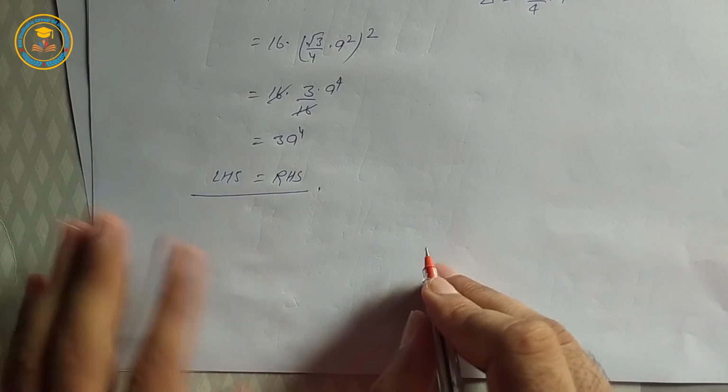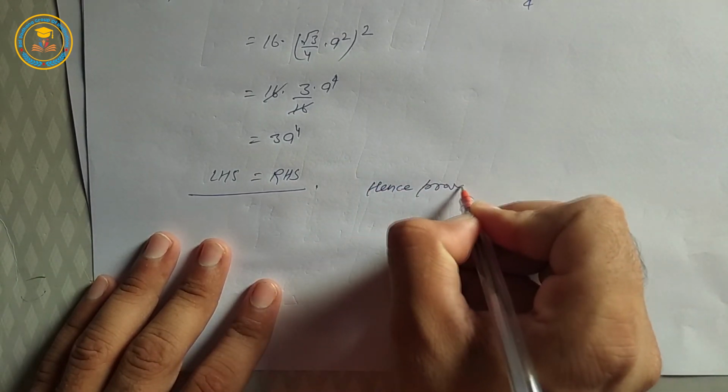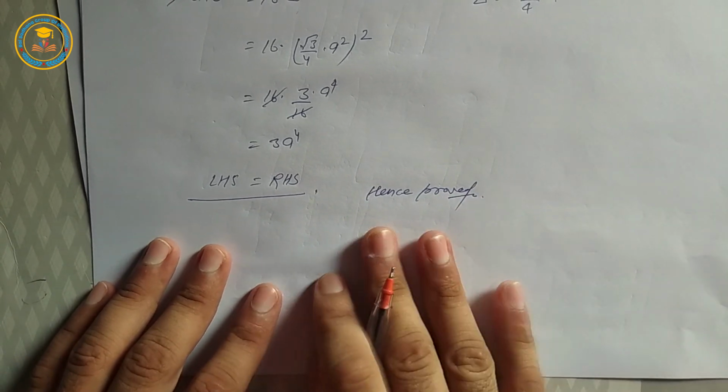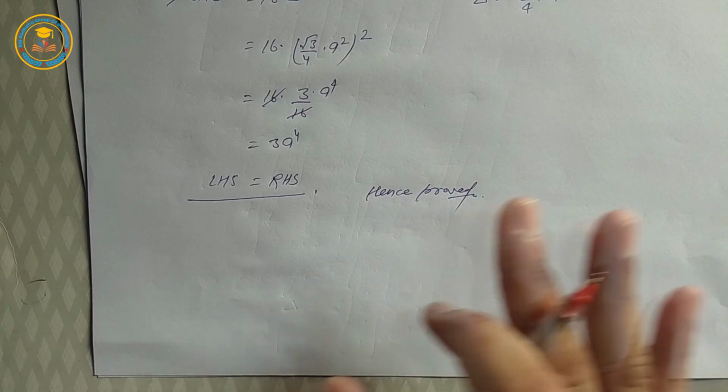LHS is equal to RHS, hence proved. Exercise 5.2 complete. We will discuss in the next video. Thank you so much.